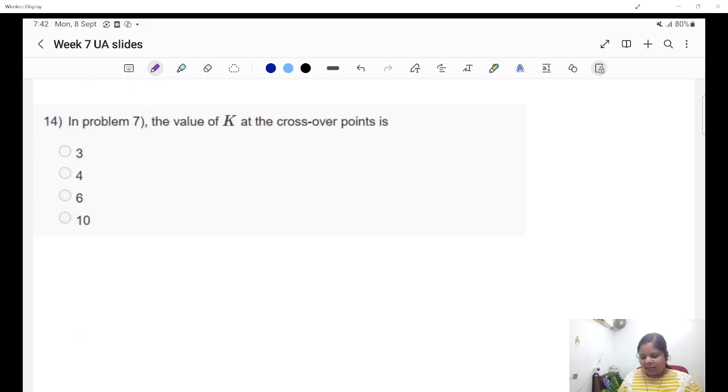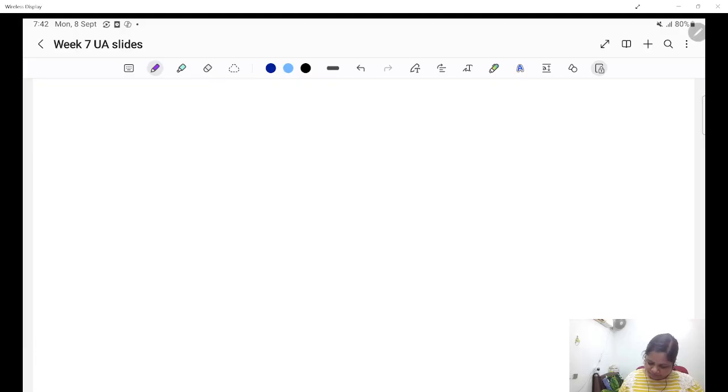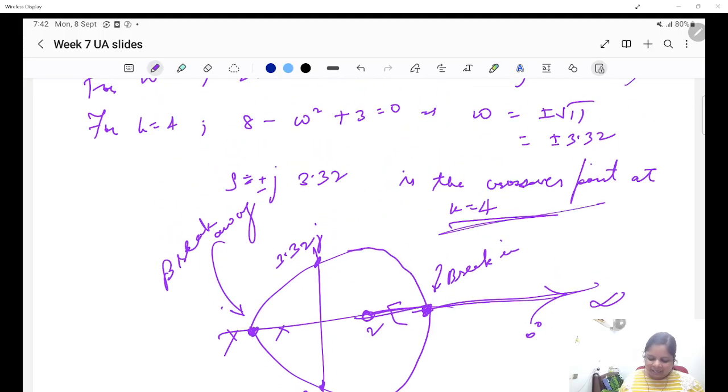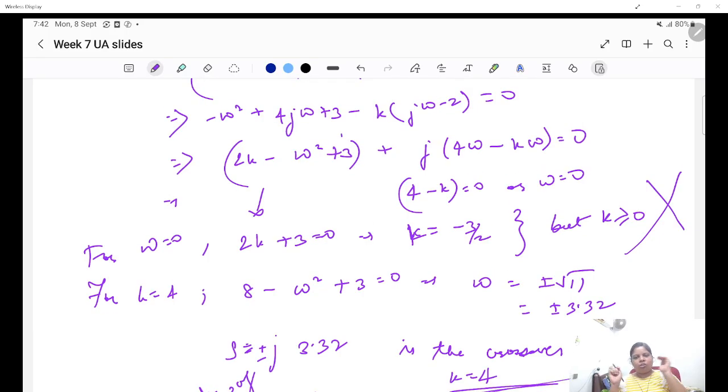So your question is the value of k at the crossover point. We derived here, we got the value of k to be equal to 4, and the crossover point is really easy. There is no real value, it is just the imaginary value. Take the characteristic equation, put the value of s to be j omega. You get the equations in the form of k and omega, and you just have to solve them for some value of omega which satisfies the range of k.